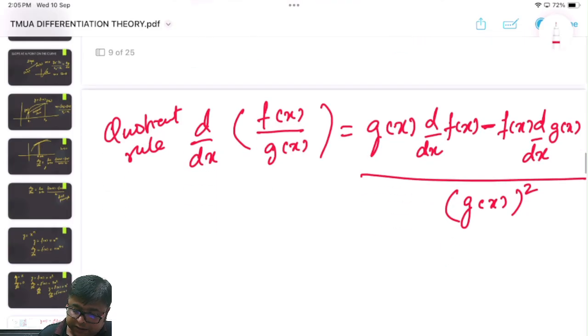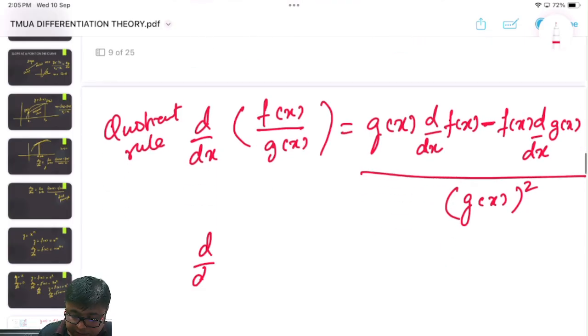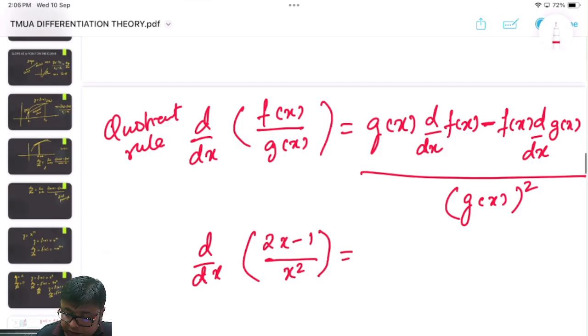Let me take a very small, simple example of this. Suppose I say dy dx of (2x minus 1) upon x square. If I have to differentiate, I'll keep x square as it is. The differentiation of 2x minus 1 will be 2 only.